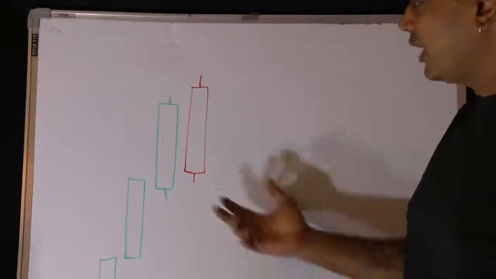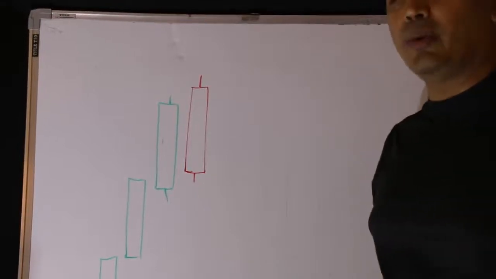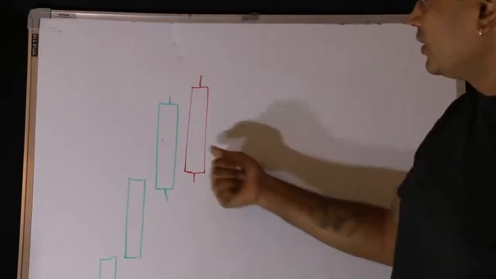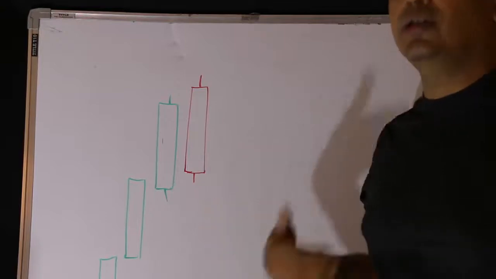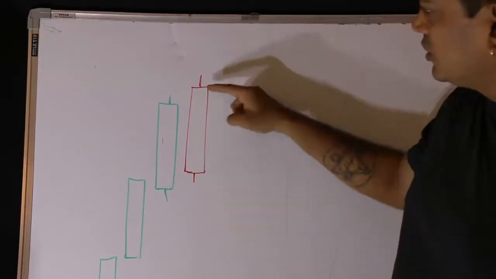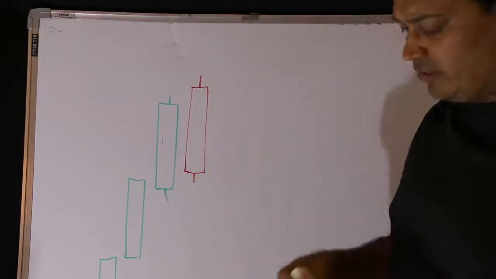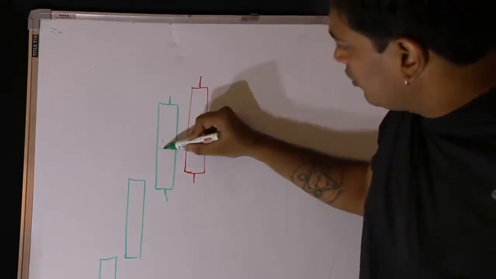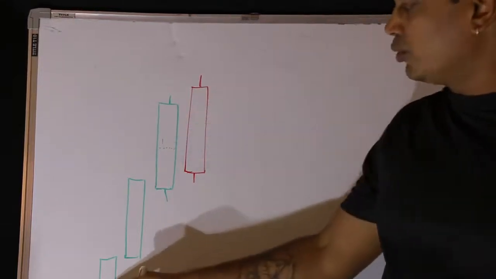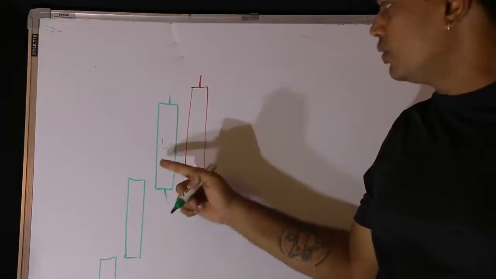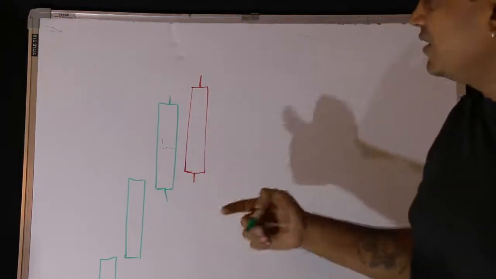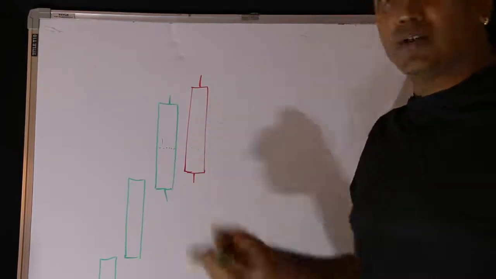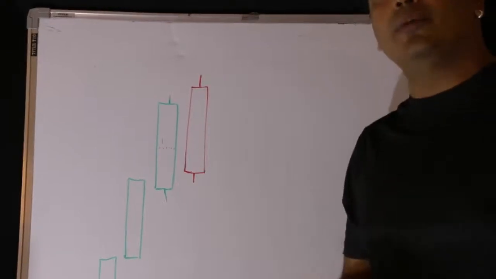Now typically, if you look at Japanese candlesticks and go by Steve Nison's definition, this is going to be called a dark cloud cover. Why? Because this red candle is more than 50% of this green candle. So here the bulls are in control, bulls are in control, bulls are in control, and all of a sudden the red candle gets formed and the bears are in control.